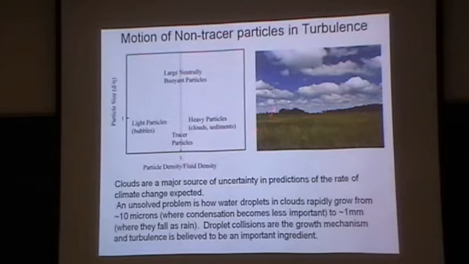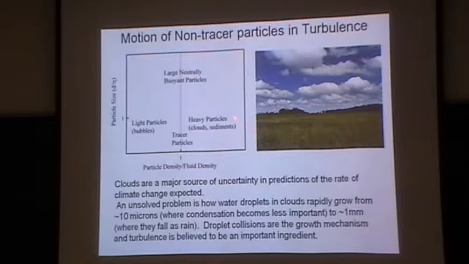Here I'm plotting the particle density divided by the fluid density, and here's the particle size. Tracer particles are neutrally buoyant and small. If I have heavy particles that are still small, these are things like clouds and sediments in water systems. If I have light particles, these are bubbles, which could be a wide range of scales, and I haven't included some other parameters, like the deformability, that become important for these bubbles. But when bubbles are small, they are quite like small spheres of density lower than the fluid. And then up here we have large neutrally buoyant particles, and you could of course have large light or large heavy particles also.